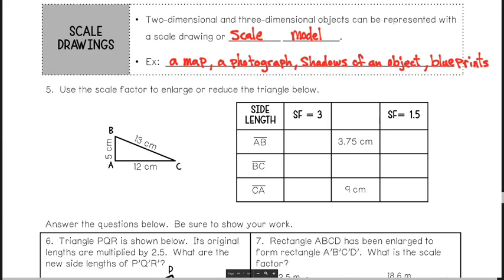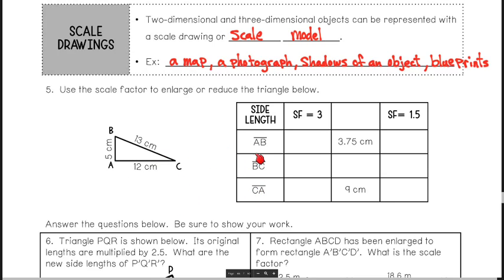Okay, number 5. We have to take this information, and it says we want to enlarge or reduce the triangle. So I want to make this triangle either bigger or smaller based on the scale factors. So up here we have the side lengths, scale factor equals 3, we don't know the scale factor, and scale factor equals 1.5. And then these side lengths, AB, BC, CA, those are all the side lengths of this triangle.